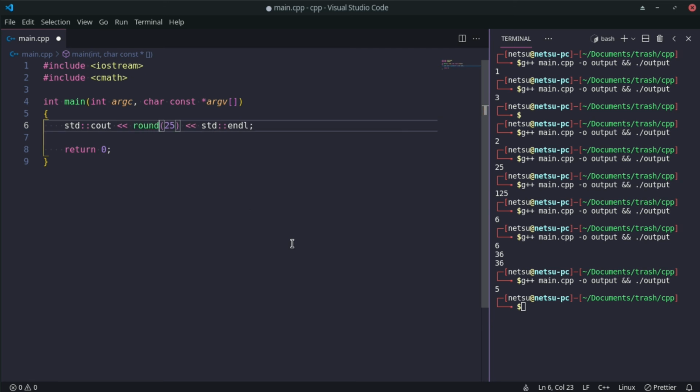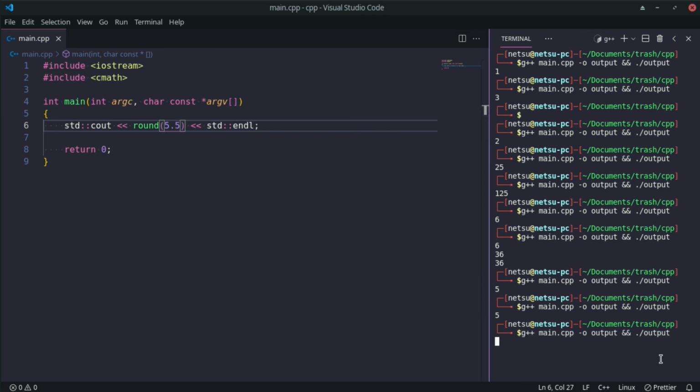So we say round here, and let's say we say 5.1. That will of course round down to 5. And if we were to say 5.5, then that will of course round up to 6, as you can see there.